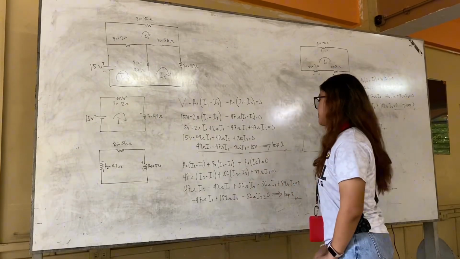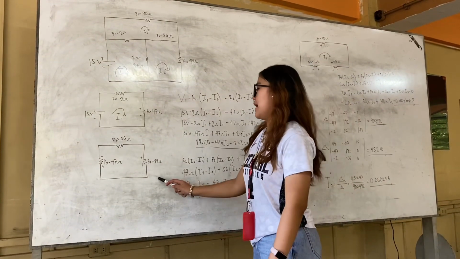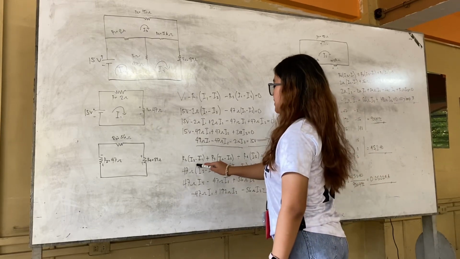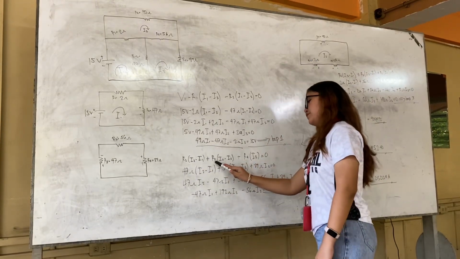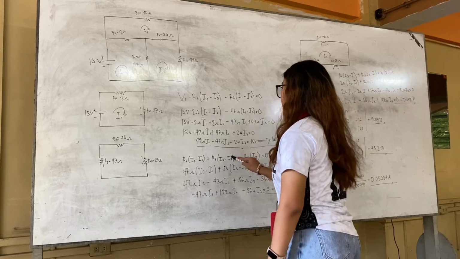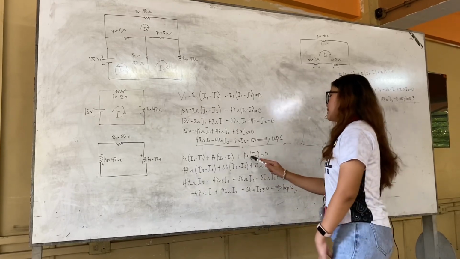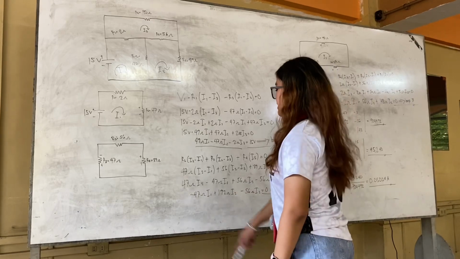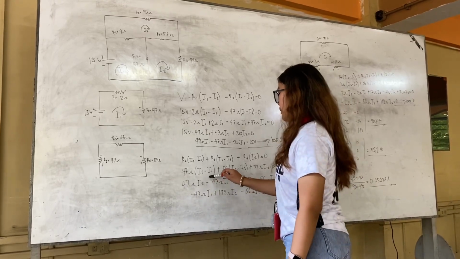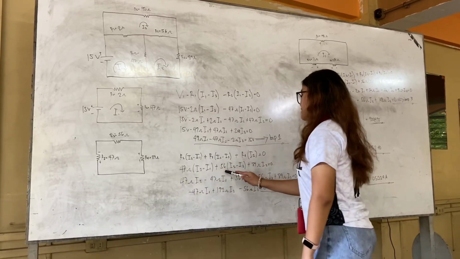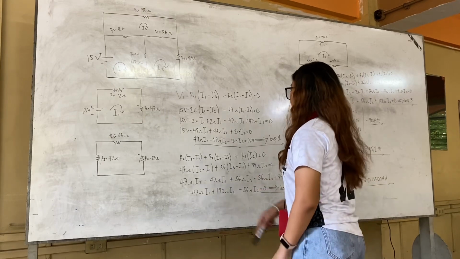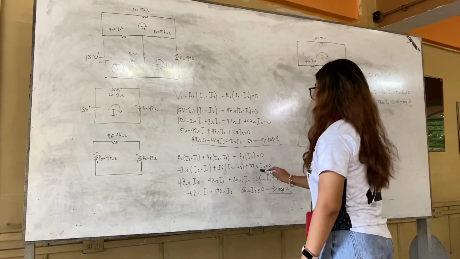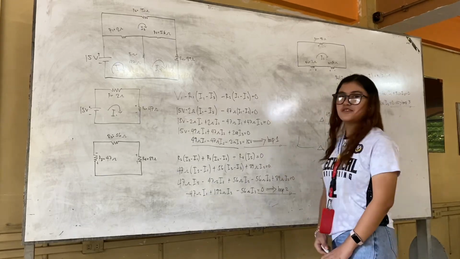So for loop 2, we're going to use this diagram and we're going to use the formula R2 times (I3 minus I1) plus R3 times (I2 minus I3) plus R4 times I2 is equal to 0. So substitute the given: 47 ohms times (I2 minus I1) plus 56 ohms times (I2 minus I3) plus 89 ohms times I2 is equal to 0.